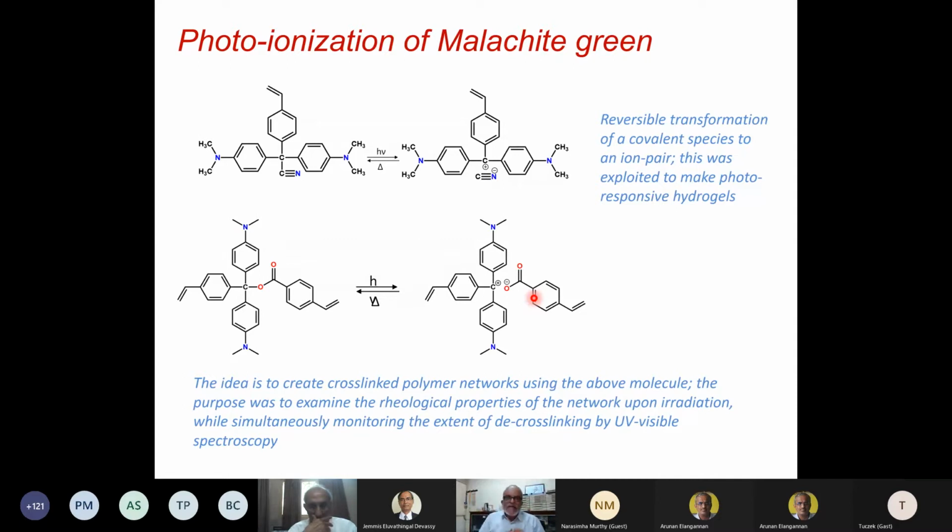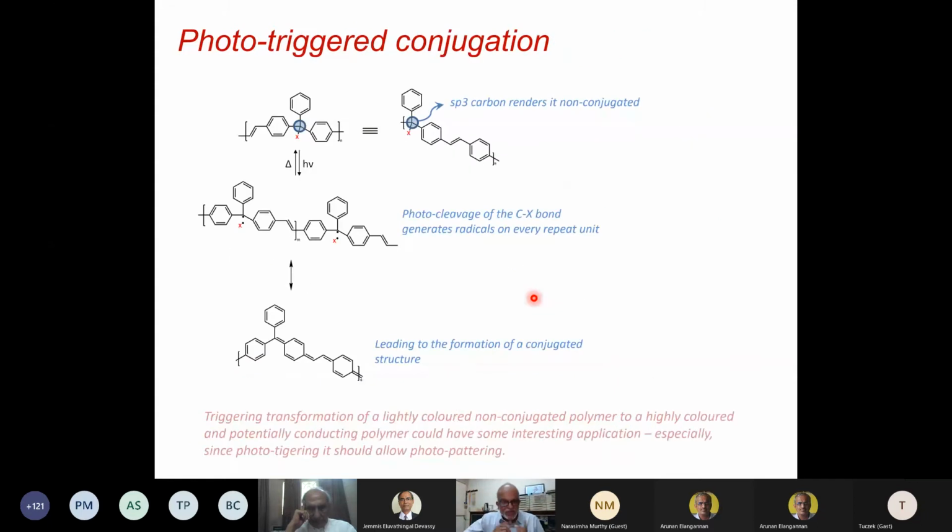You can get both a handle on the number of crosslinks that are present from the absorption spectra and the evolution of rheological properties as the network evolves. Okay, so that's one experiment we failed, but we hope maybe some other day we'll do it.